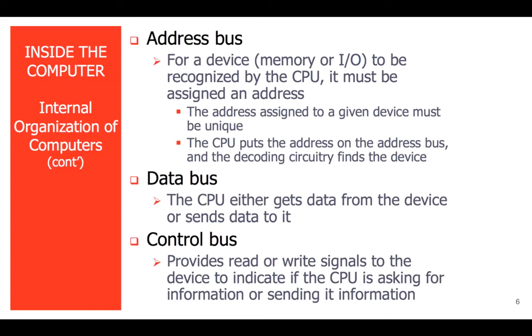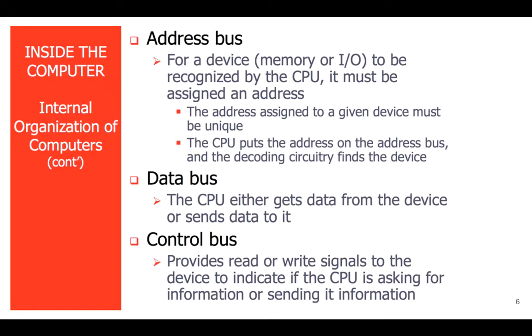Address bus. For a device like memory or input-output to be recognized by the CPU, it must be assigned an address. The address assigned to a given device must be unique. Unique means that the address must not be the same as any other device address. The address bus is where the CPU puts the address, and after that, the decoding circuitry finds the device.